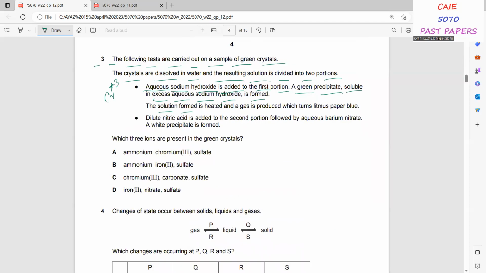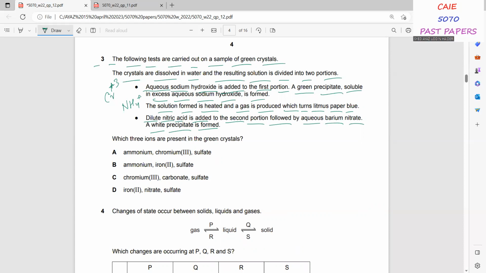The solution formed is heated and a gas is produced which turns litmus paper blue. Sodium hydroxide is an alkali. It will react with an ammonium salt to liberate a gas which turns red litmus paper blue. And for this purpose, we have only one ion responsible, NH4+. Dilute nitric acid is added to the second portion, followed by aqueous barium nitrate. A white precipitate is formed.